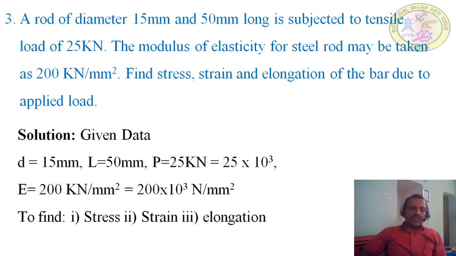So now we'll see the third problem. The third problem: a rod of diameter 15 mm and 50 mm long is subjected to a tensile load of 25 kilonewton. The modulus of elasticity for the steel rod may be taken as 200 kilonewton per mm square. Find the stress, strain, and elongation of the bar due to the applied load.